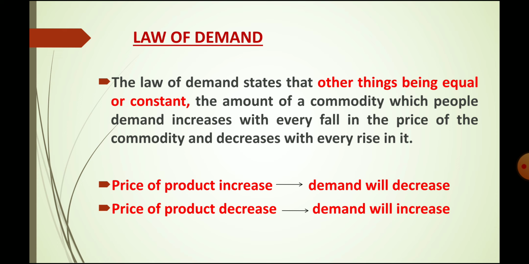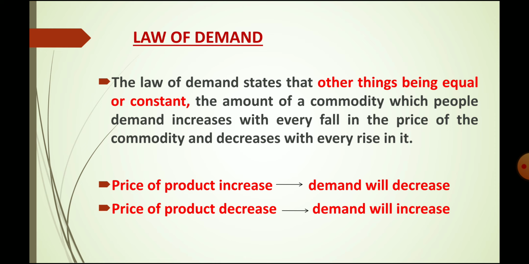The amount of a commodity which people demand increases with every fall in the price of the commodity and decreases with every rise in it. So whenever the price of the product increases, your demand level will reduce. And whenever the price reduces, you can demand more and more goods.